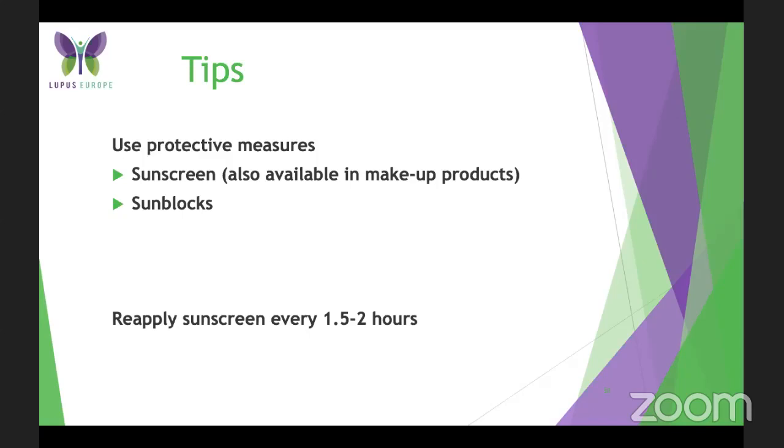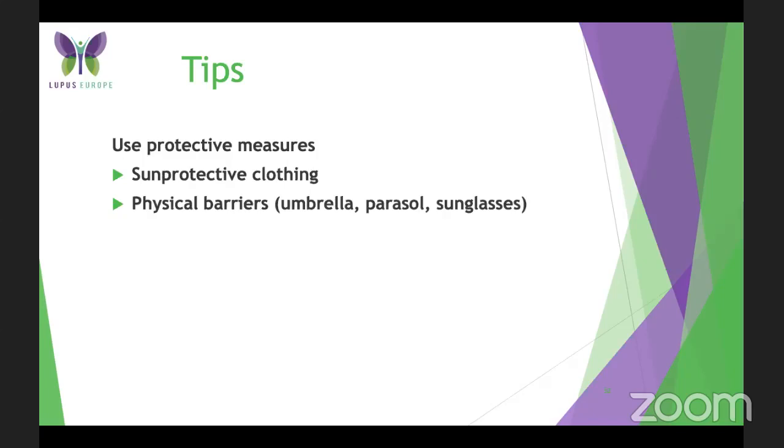Next slide, please. You might also use some protective measures in order to protect your skin. For example, some protective clothing. You can search the internet and find some shops or places where you can buy it. You might also use physical barriers when you're sitting in the garden or on the beach, for example, a parasol, umbrella, or even wearing sunglasses. Next slide, please.